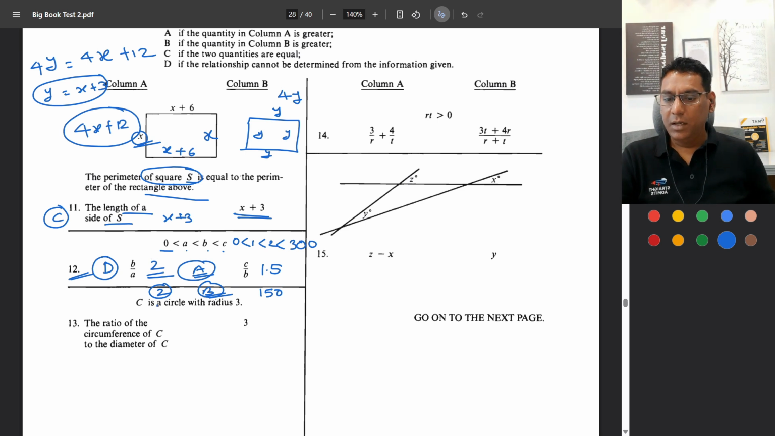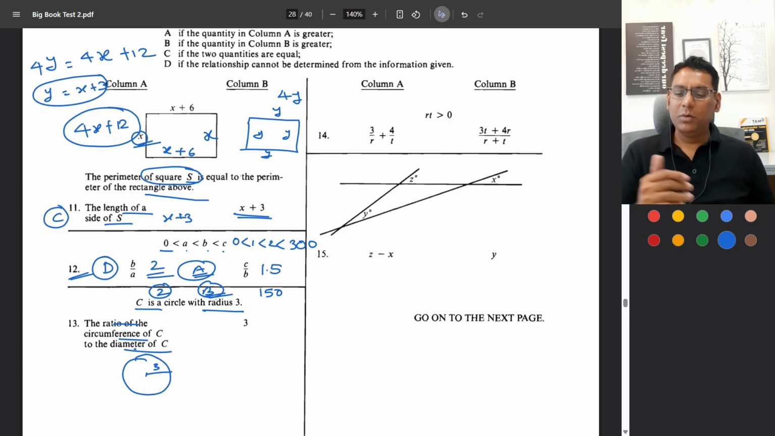Okay. C is a circle with radius 3. So this is a circle with radius 3. Always be careful whether it is radius or diameter. It's saying radius 3. The ratio of the circumference of C to the diameter of C. Now, the ratio of circumference to diameter of any circle is always going to be pi.